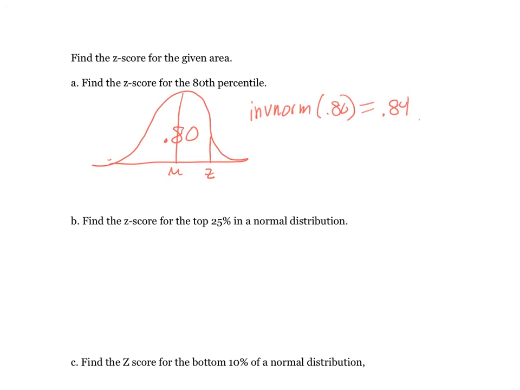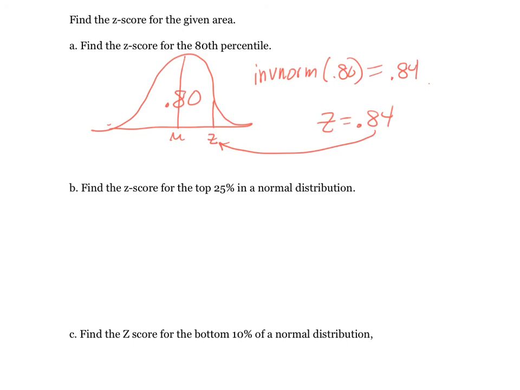Now here's an important thing. That 0.84 is not a percent. It's telling you that the z-score for this location is 0.84. So that spot is 0.84 standard deviations above the mean. So that's very important, okay? You're not finding a percent, you're finding the z-score.